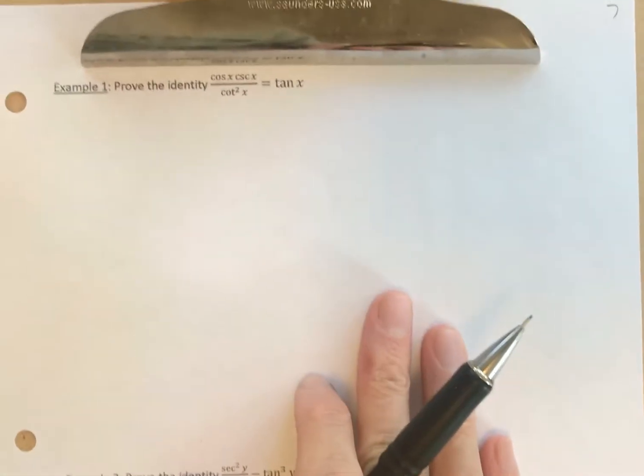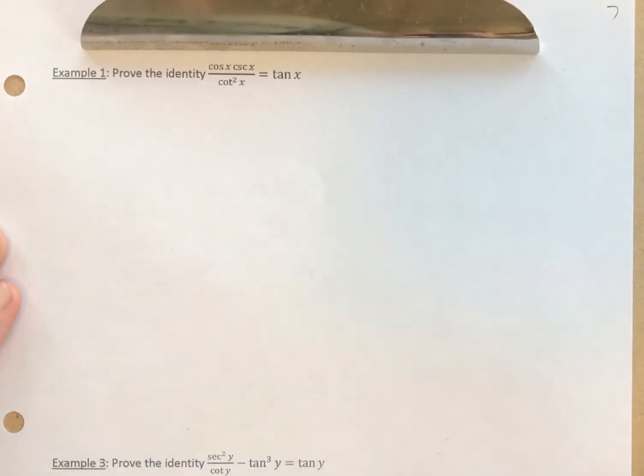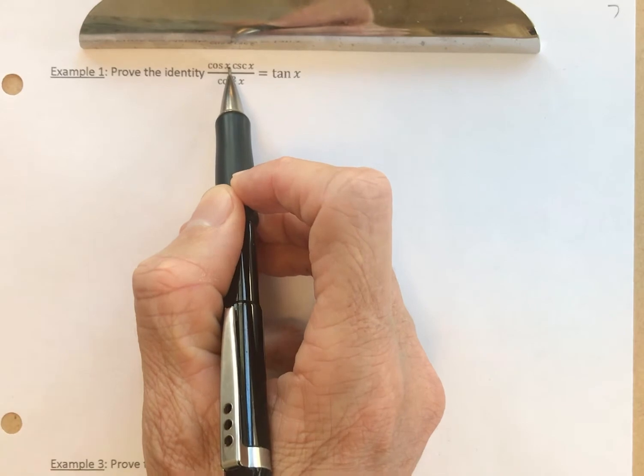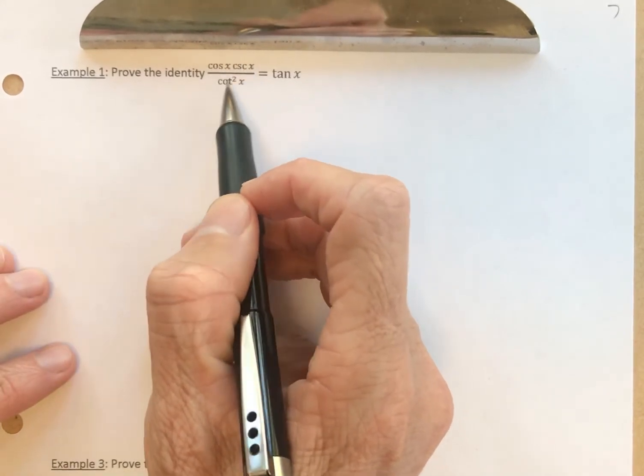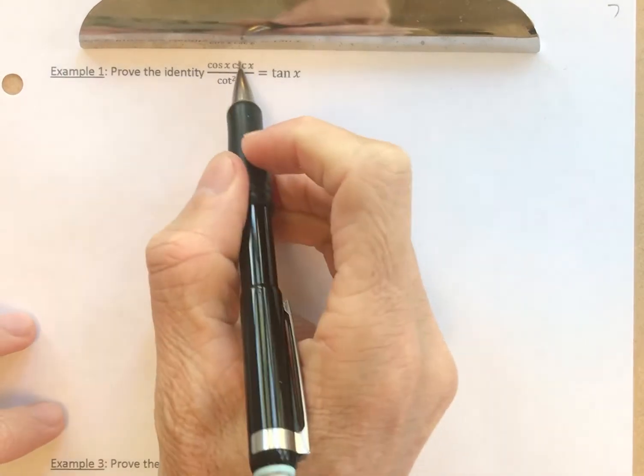Okay, so our second one, let's prove this identity: the cosine of x times the cosecant of x divided by the cotangent of x squared is equal to the tangent of x. Whew, there's a lot there, and as you might imagine with proofs, there are different ways you can do them. I'm going to choose in this case to see if I can rewrite the left.